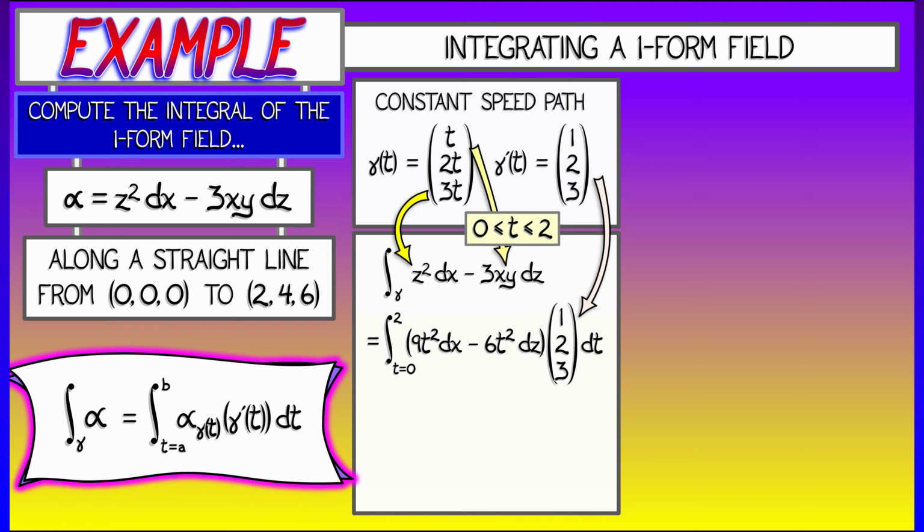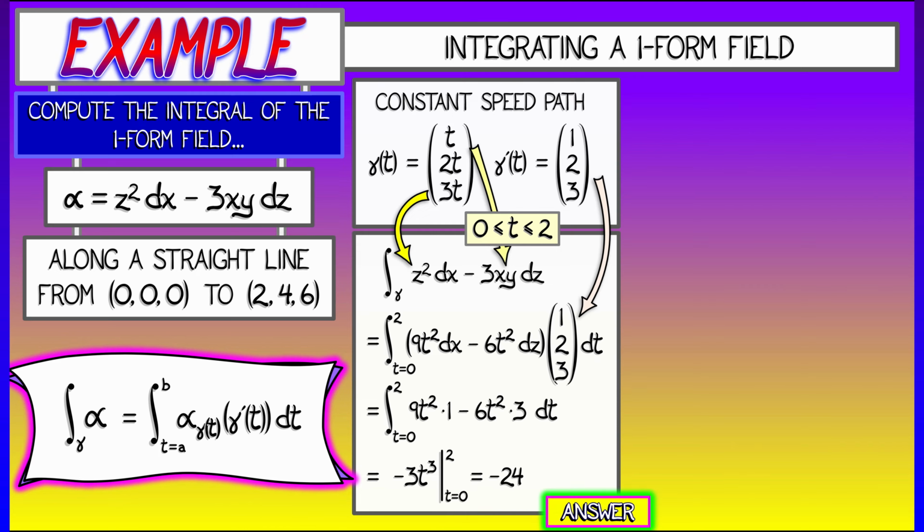Okay, so when I feed that vector in, what happens? Well, dx looks at that and pulls out a 1. dz looks at that and pulls out a 3. So what we get in the end is the integral as t goes from 0 to 2 of 9t squared times 1 minus 6t squared times 3 dt. That winds up being the integral of minus 9t squared. That yields minus 3t cubed. As t goes from 0 to 2, that evaluates to our final answer of minus 24. And that's it, we're done.